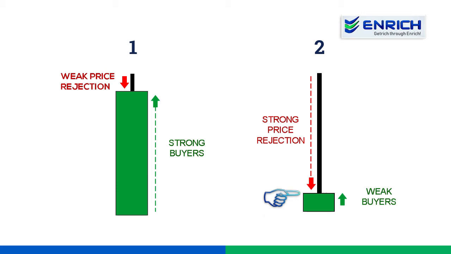But there has been a strong price rejection and it closed at this point over here. So this shows us that the buyers are still in control as it's a green bullish candle, but the sellers put up a strong fight and rejected the price all the way down and it closed at this point here, right? So it's still a bullish candle, but the buyers are weak here compared to the first candle.